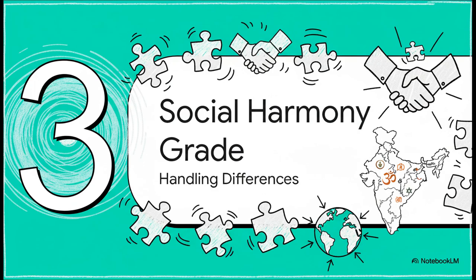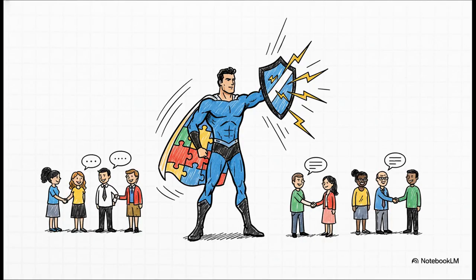Okay, moving on to our third subject, social harmony. Think of this as the group project grade. In a country like India, with so many different religions, languages, and cultures, we are so diverse. How well does democracy help us all live together in peace? Now, this is where democracy really shows its superpower.